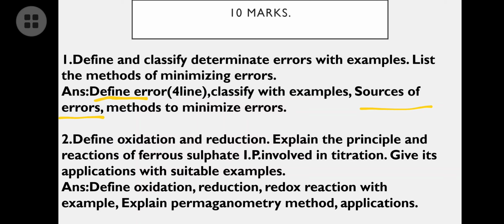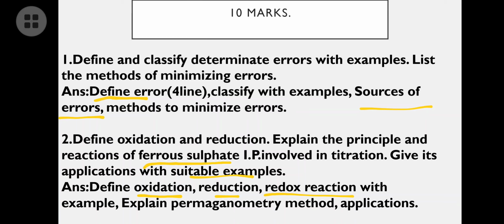Next, the second question: define oxidation and reduction. Explain the principle and reaction of ferrous sulfate involved in the titration, and give the application with example. Now ferrous sulfate is an example for permanganometry. Before that, you have to define oxidation, reduction, and then redox titration.